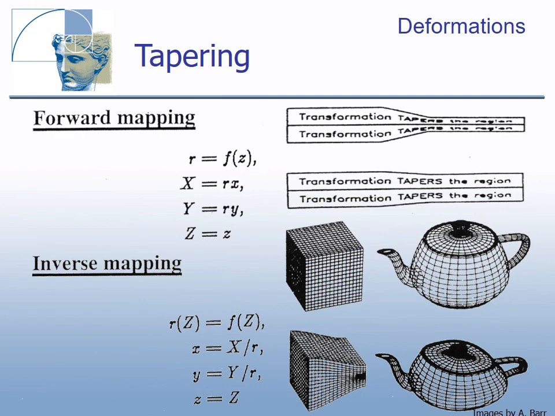Tapering is a generalization of scaling, where the scaling factor changes along some axis. We can see the examples. The scaling of the teapot and the cube changes from the left to the right. The scaling factor r is given as the function f of z.